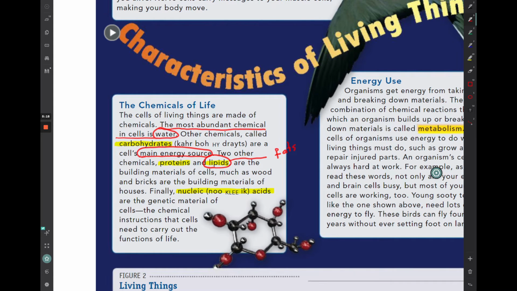And the proteins are what we use for building materials. So carbohydrates are used for energy. Proteins are used for building and repairing cells. The lipids are the fats that help protect the cells. And then finally, we have the nucleic acids, which have the genetic material for the cells. I'm sure you've heard of DNA, which stands for deoxyribonucleic acid. So DNA is a nucleic acid. RNA is also a nucleic acid.